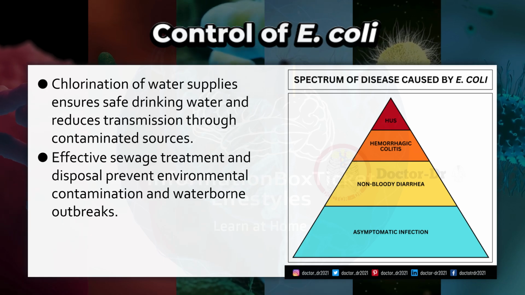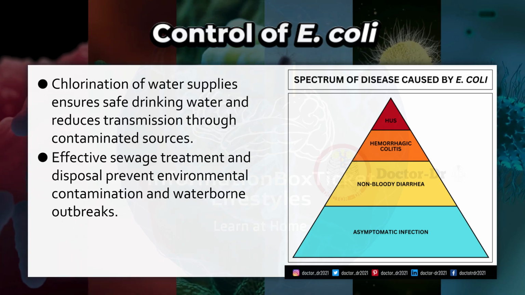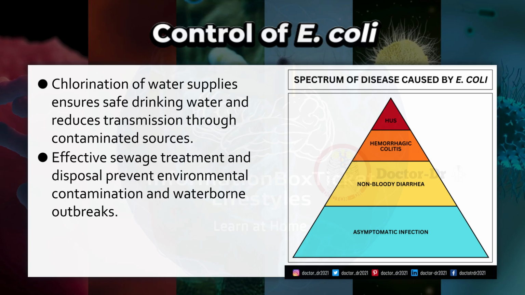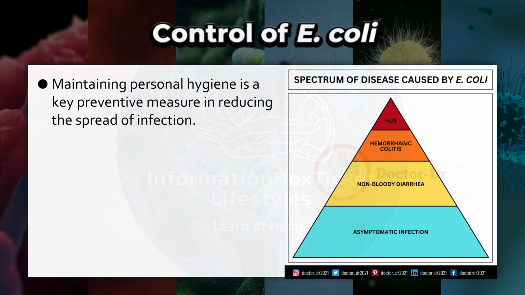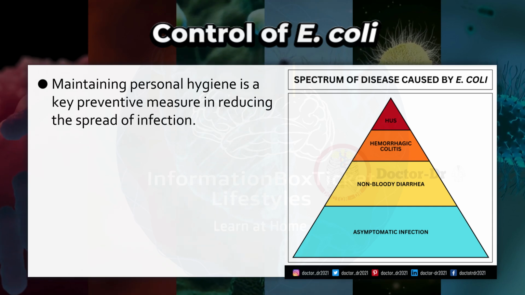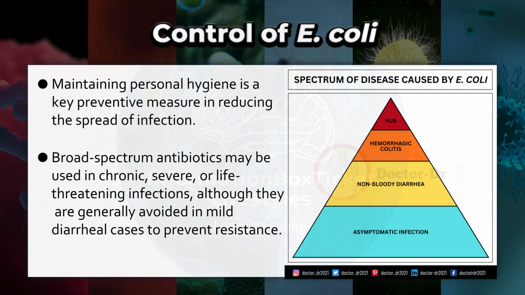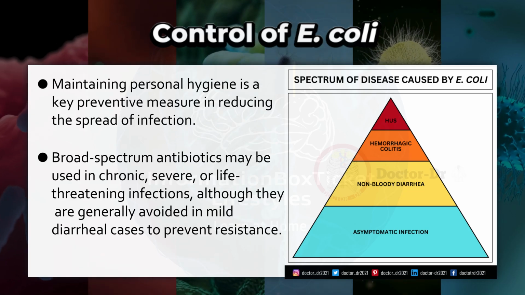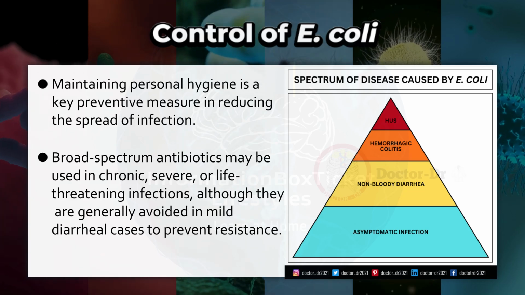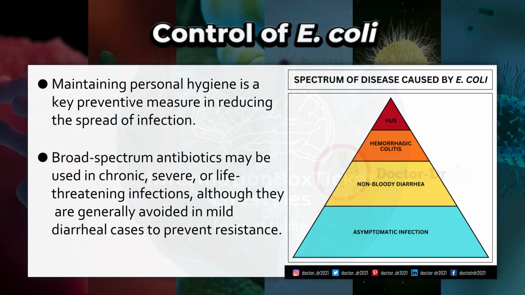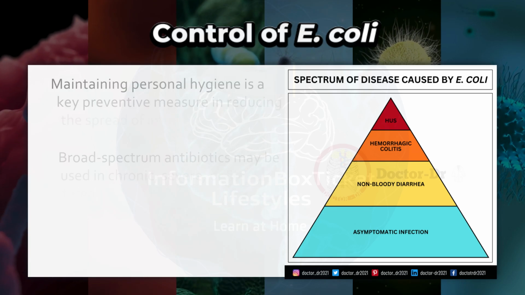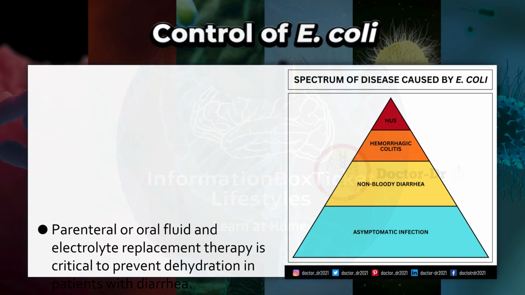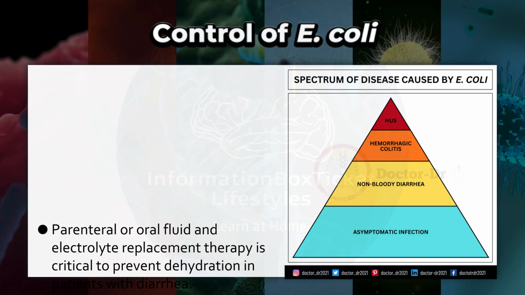Effective sewage treatment and disposal prevent environmental contamination and waterborne outbreaks. Parenteral or oral fluid and electrolyte replacement therapy is critical to prevent dehydration in patients with diarrhea. Broad-spectrum antibiotics may be used in chronic, severe, or life-threatening infections, although they are generally avoided in mild diarrheal cases to prevent resistance. Maintaining personal hygiene is a key preventive measure in reducing the spread of infection.